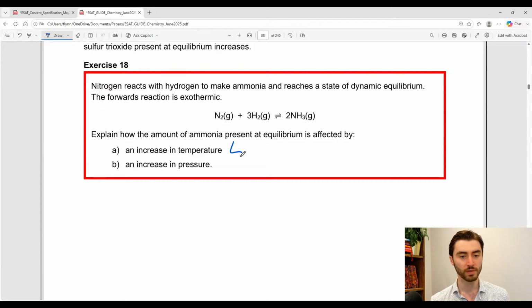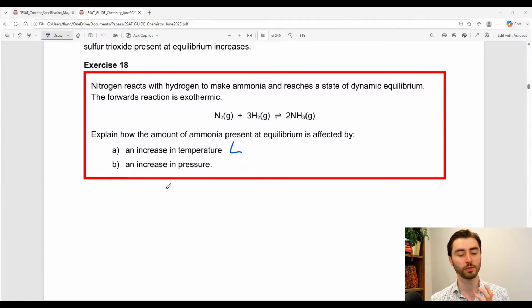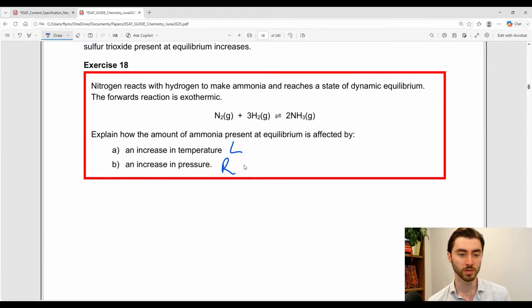If we increase the pressure, we favor the side with fewer moles of gas. That is the right-hand side, which has 2 moles of gas, for the left-hand side's 4. So the 1 plus 3 there. Because the right-hand side has the fewer moles of gas, increasing the pressure will move it to the right.